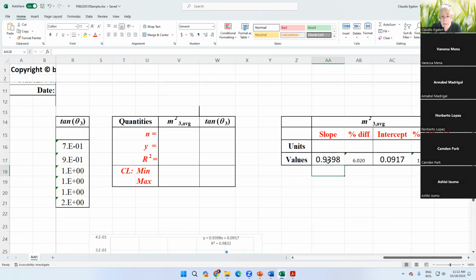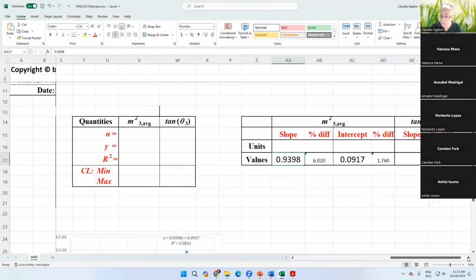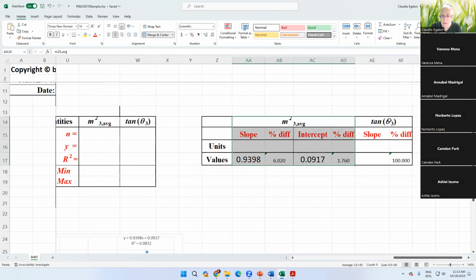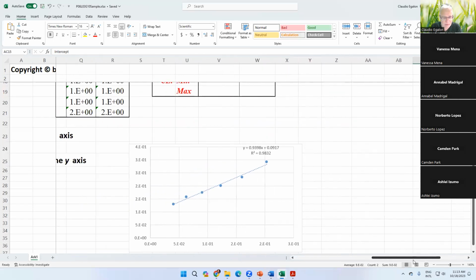Not yet, but since I plotted two graphs, which one should be? Okay. This one is for M3 square. This one is for the tangent. There will be a slope for the first graph, and there's a slope for the second graph. There's an intercept for the first graph and no intercept for the second graph. You gotta keep track which one's the first, which one is the second graph, right? Okay. Does it help?